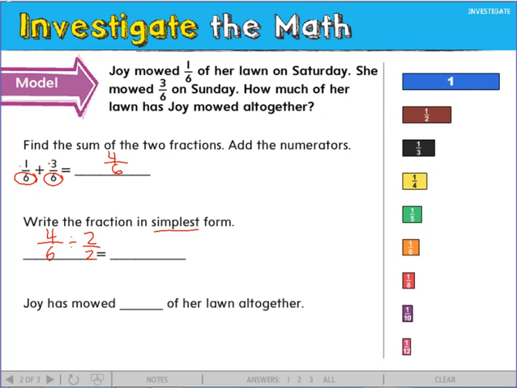1 whole. And if I divide it by 1, which 2 over 2 is equal to 1, I get the same fraction, just different numbers. Right? Okay? So 4 divided by 2 is? 2. 6 divided by 2 is? 3. So Joy has mowed 2/3 of her lawn altogether.